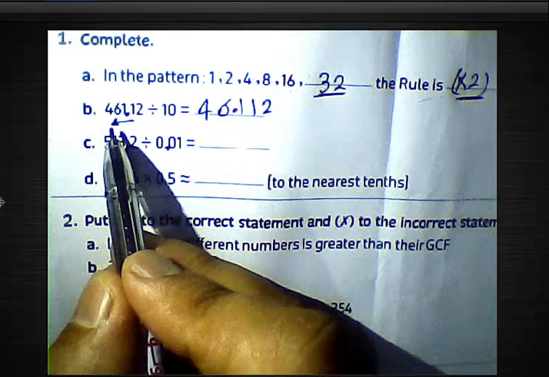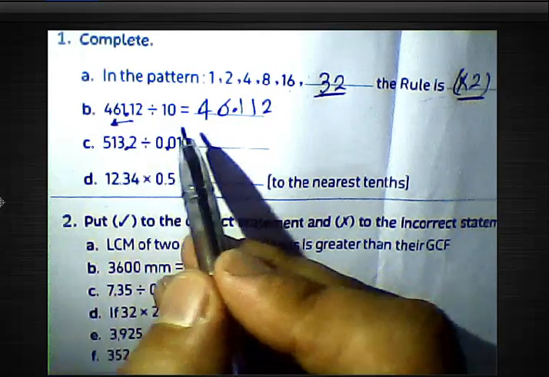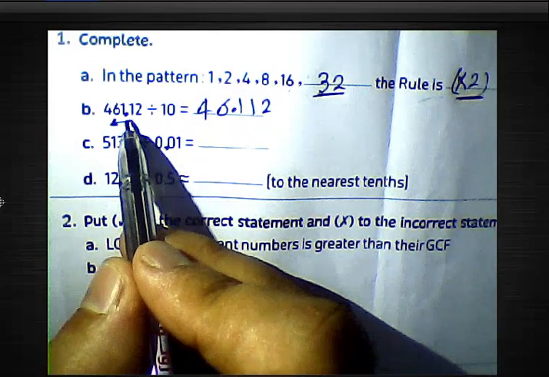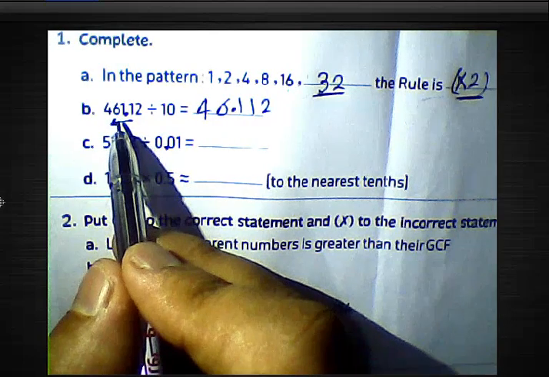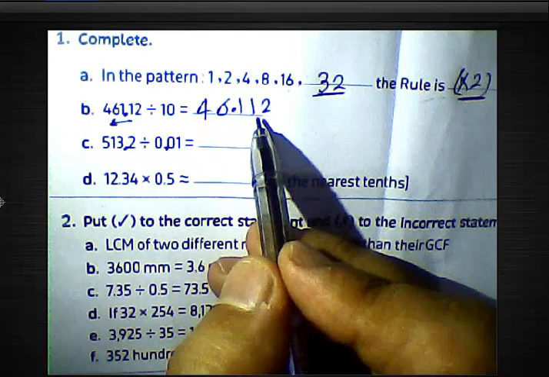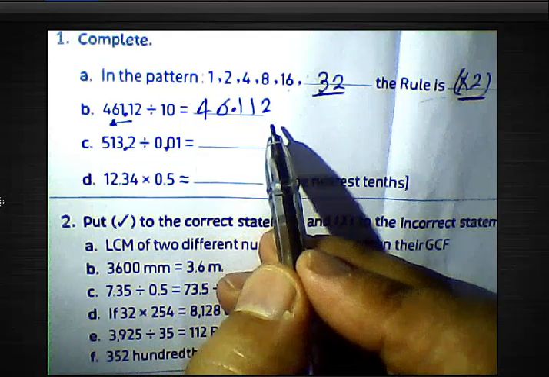Letter B. 461.12 divided by 10 equals what? We must move the point from right hand side to left hand side by one digit. The point must be put here. The result will be 46.112. 46 and 112 thousandths.